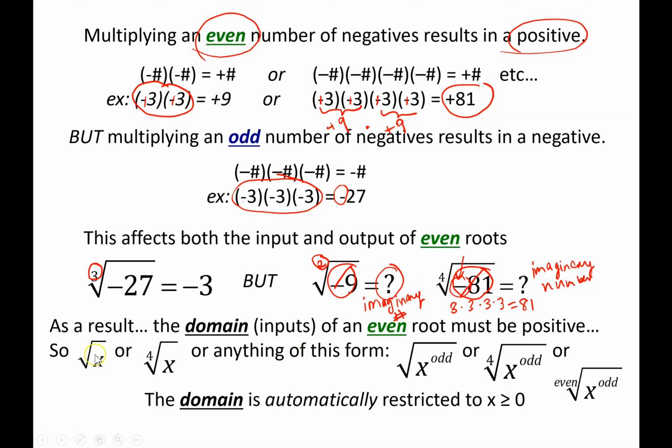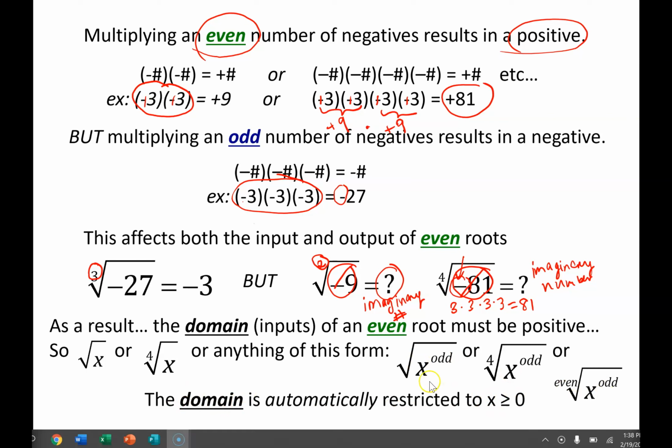So when you have functions or equations that look like this, the square root of x or maybe the fourth root of x, or actually anything of this form, right, an even root of x, we automatically sort of restrict the domain so that the variable x would be positive. That's sort of automatically in place in this scenario. And we do this so that all of our outputs will be real numbers. So this is the first effect that this has on even roots, is that the insides need to be positive.